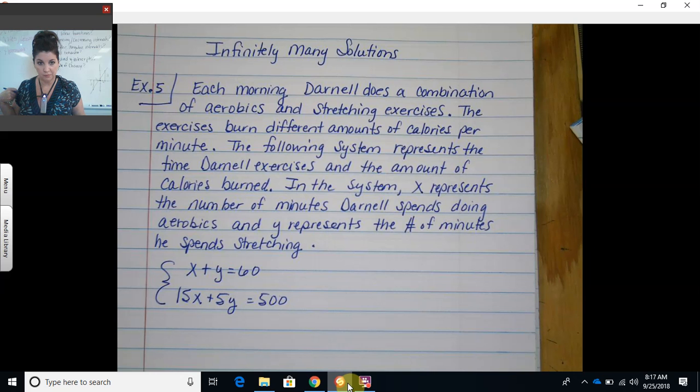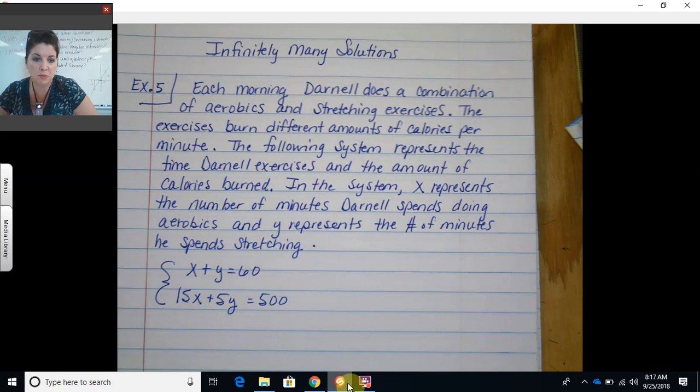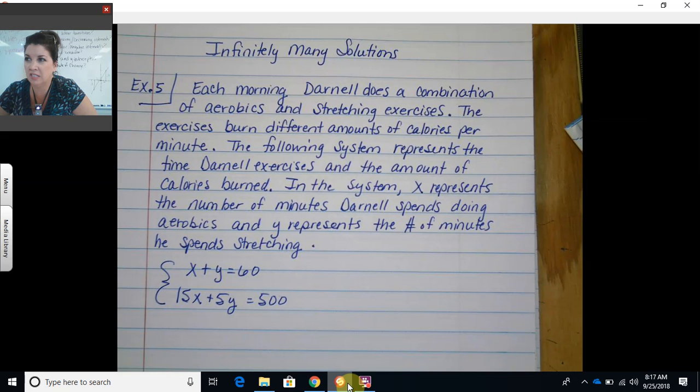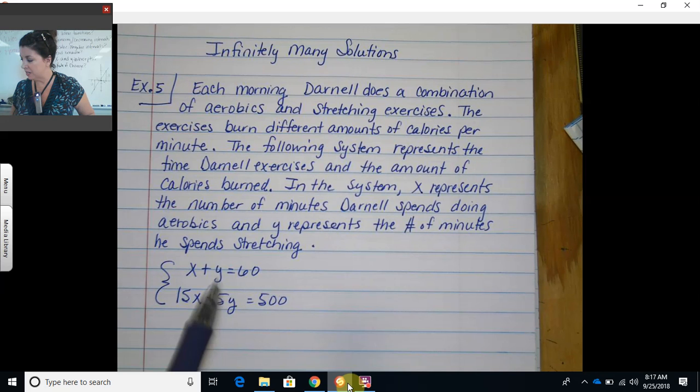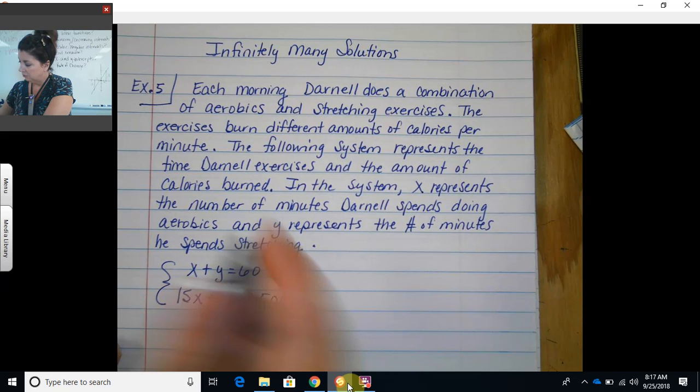Okay, so look at those equations. If x represents the number of minutes Darnell spends doing aerobics, and y represents the number of minutes he spends stretching, what do you think x plus y equals 60 is talking about? The number of minutes he spends exercising. Number of minutes doing aerobics plus number of minutes stretching equals 60. That's got to be talking about the number of minutes he exercises, right?